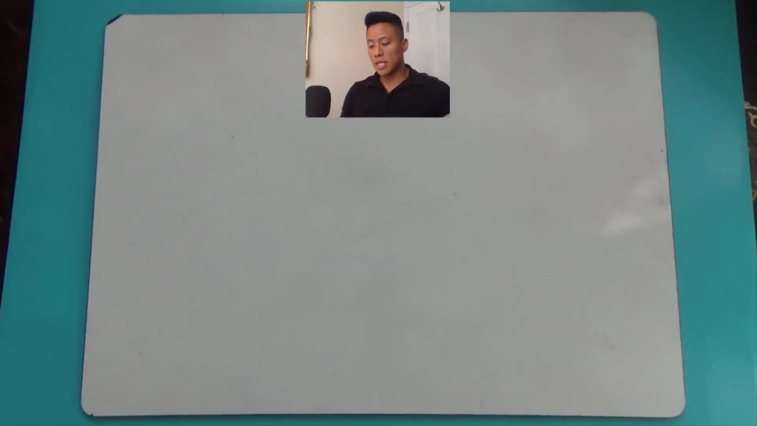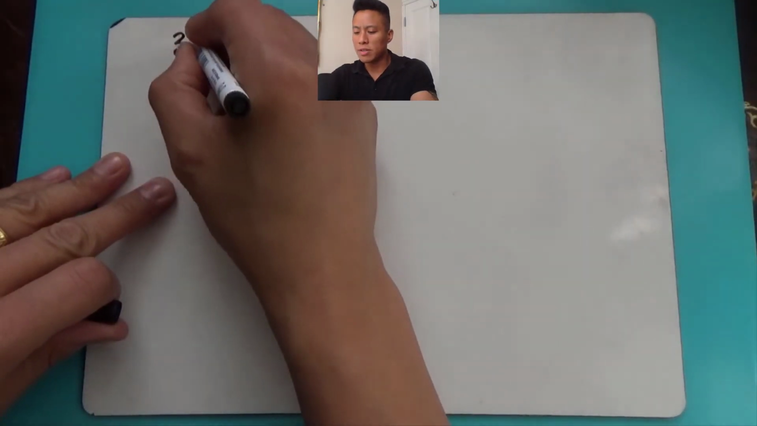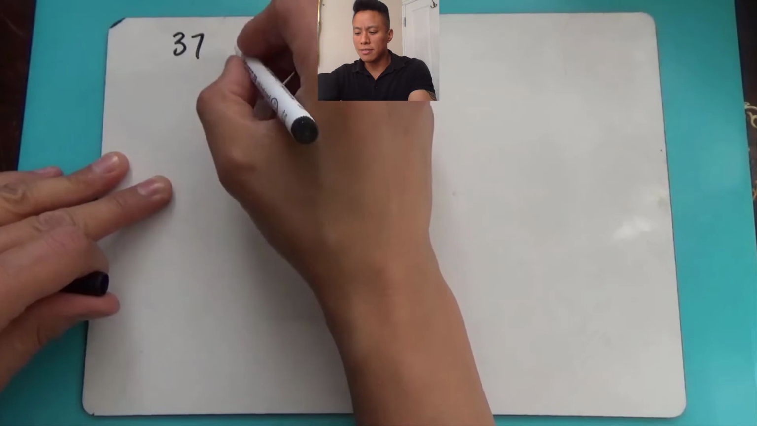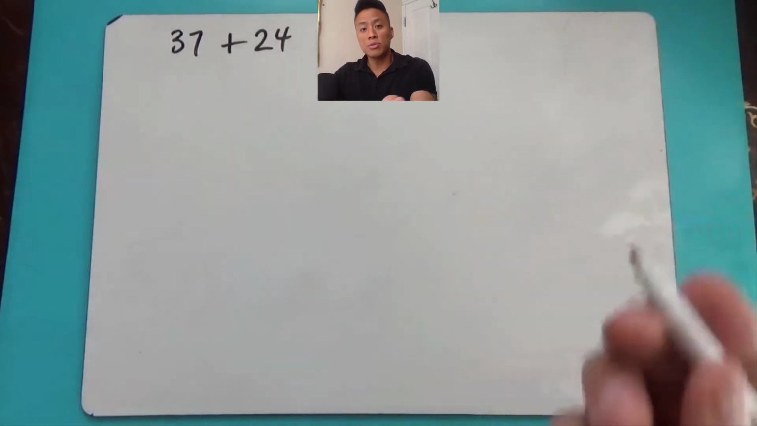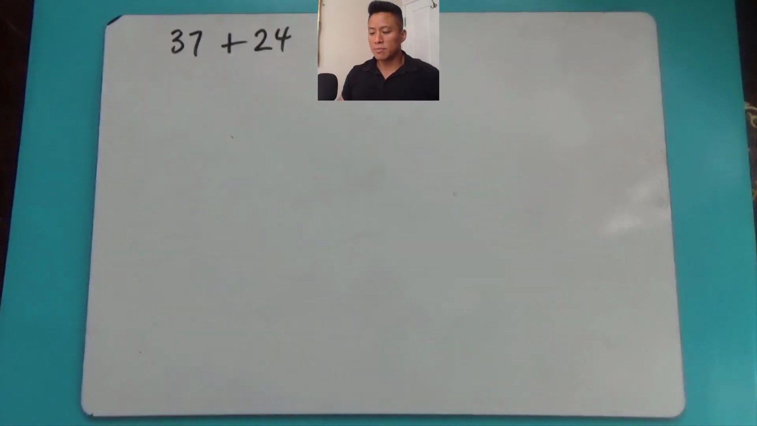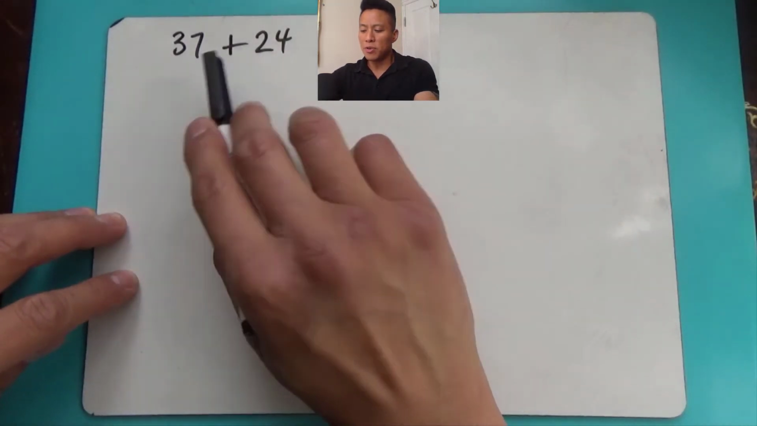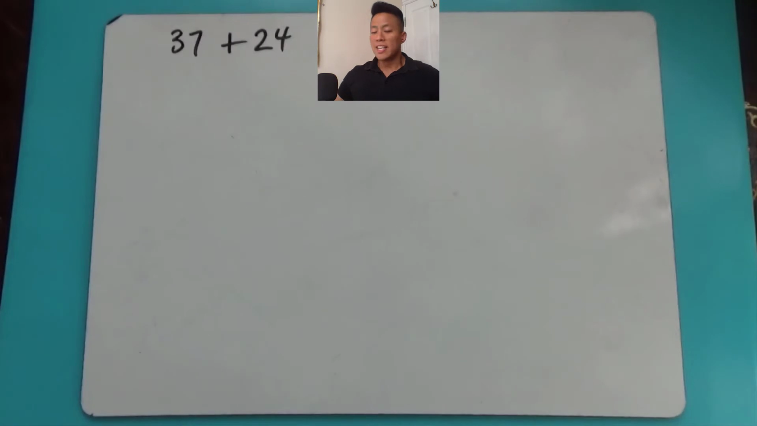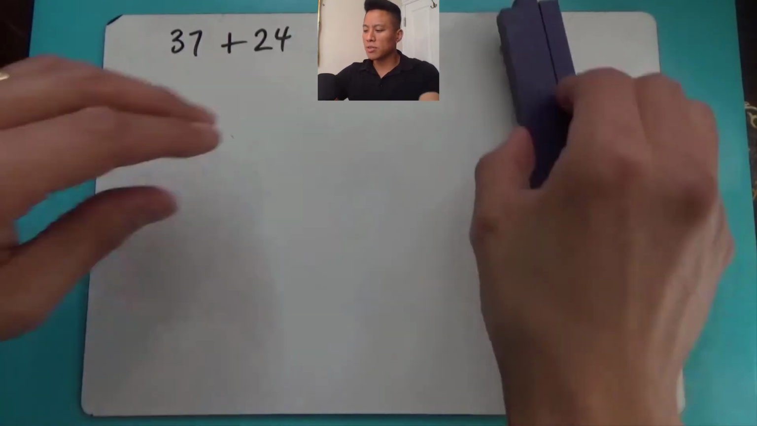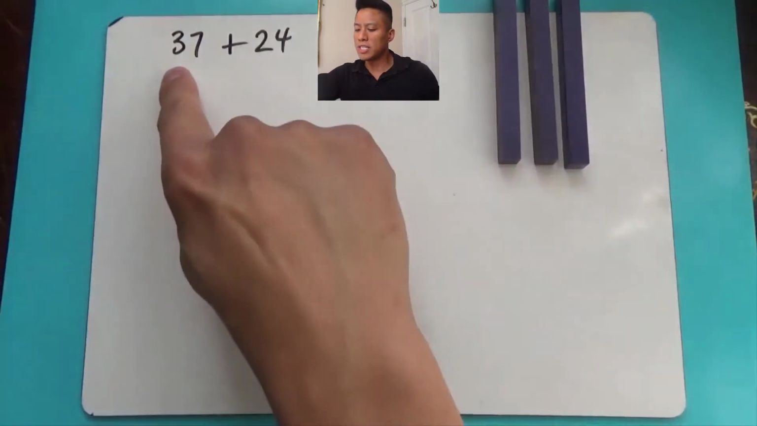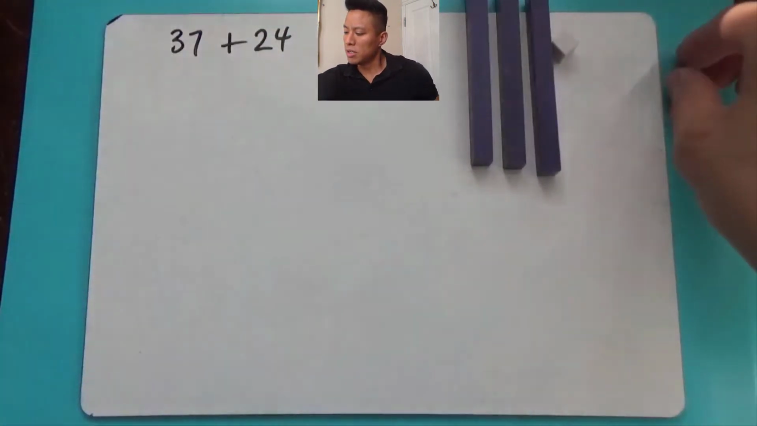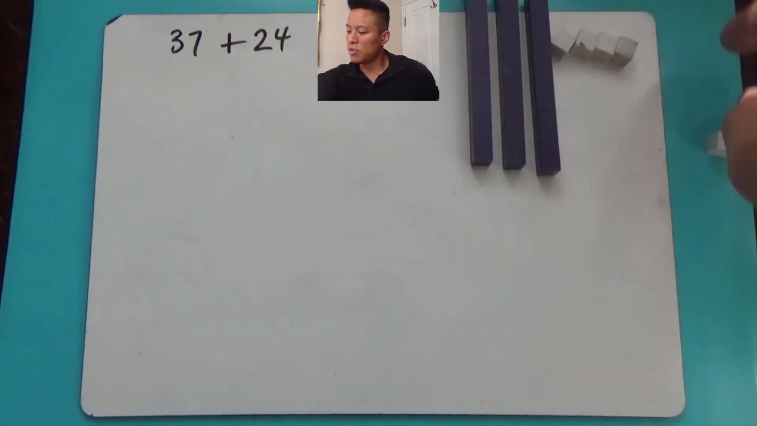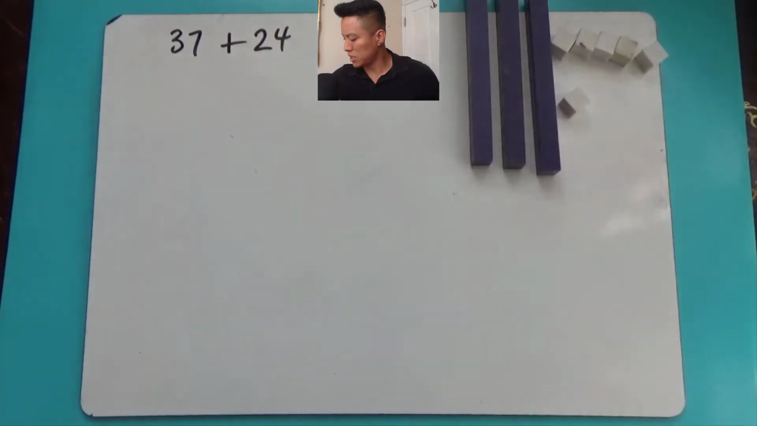Here we go. We can take, for example, the number 37. That's going to be our first addend, and then we're going to add 24. That's going to be our second addend. Okay, so the 7 and the 4, that's in the ones place. Let's use our Diennes again, shall we? So 37, 3 tens, and 7 ones. 1, 2, 3, 4, 5, 6, 7.